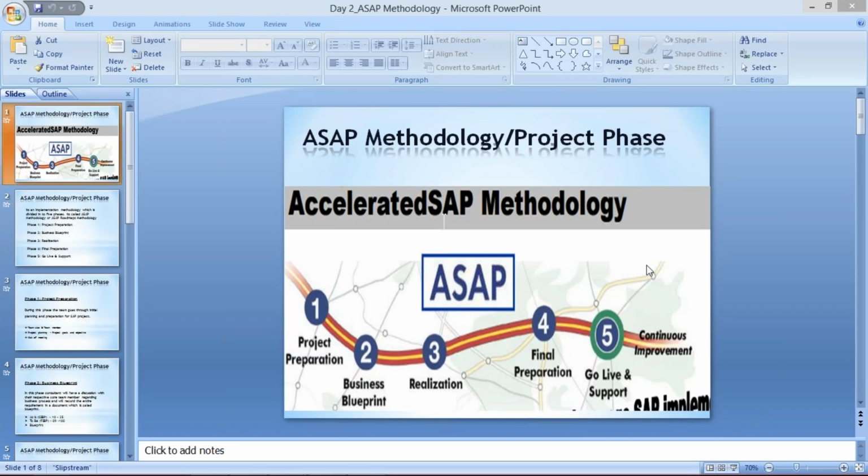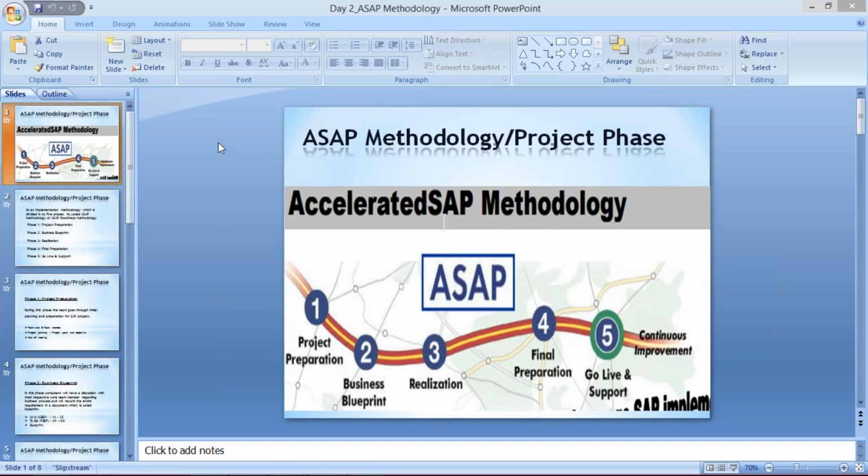In previous session, I have explained about this project phases, like whatever implementation project is there, it is divided into 5 phases. So a detailed explanation was given, and we started explanation about this project phases one by one.